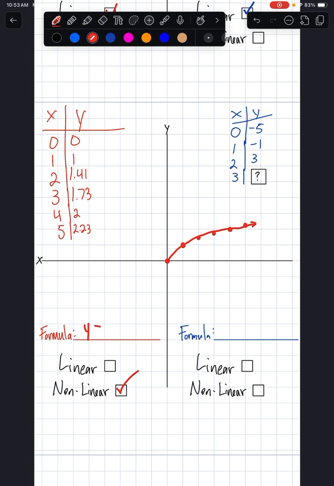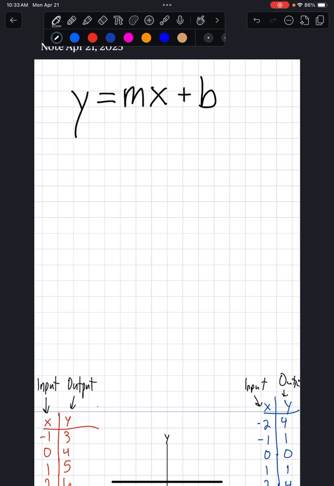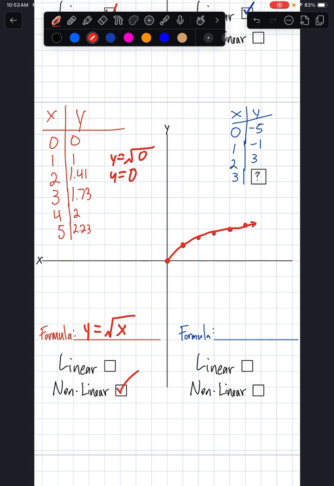And the formula for this one is going to be y equals the square root of x. Because when we plug in 0 to our input, x, that gives us y equals square root of 0, which we know is just 0. I don't know if you guys have worked with square roots yet. I think you have a little bit, but this is a new concept, so it's okay. The only thing I want you to really glean from this is that it's not linear.